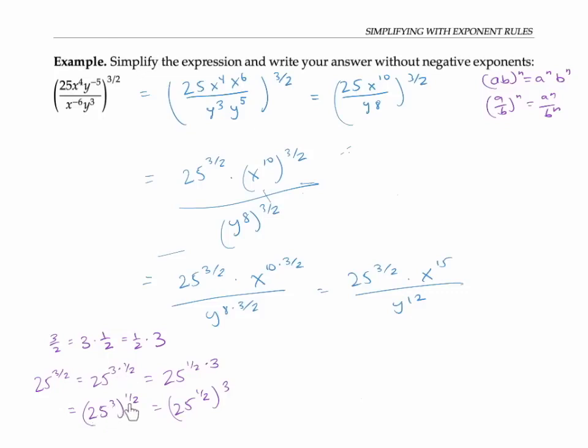25 cubed to the 1 half might be hard to evaluate, since 25 cubed is a huge number. But 25 to the 1 half is just the square root of 25. So I have the square root of 25 cubed, or 5 cubed, which is 125. Therefore, my original expression is going to be 125 x to the 15 over y to the 12th.